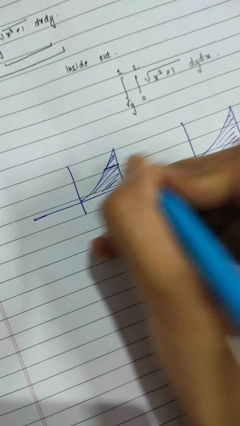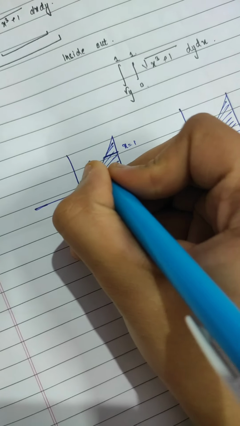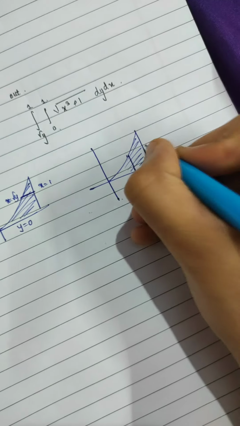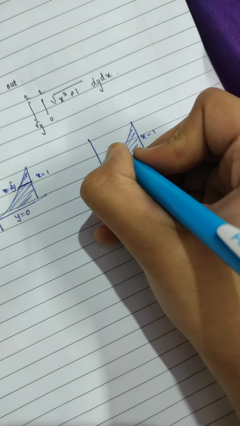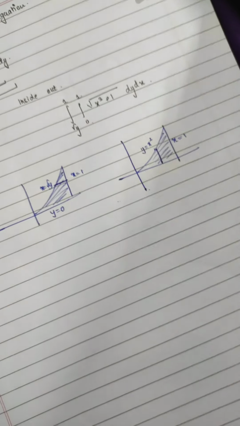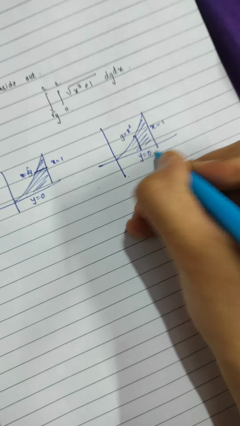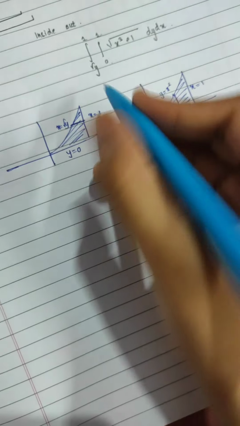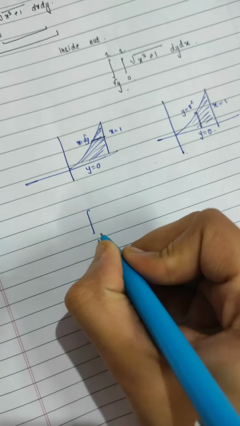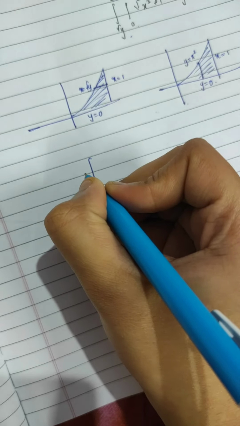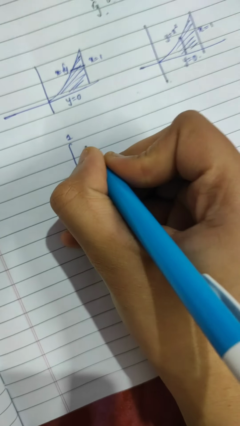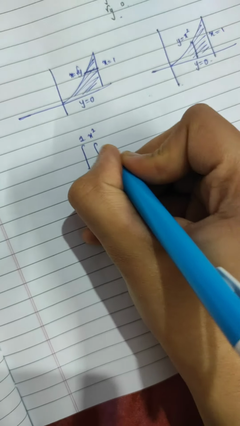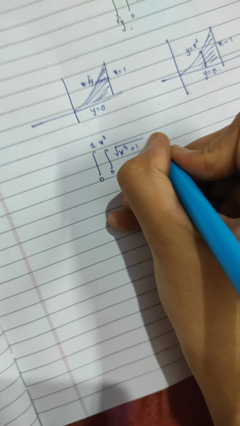So first let us look at this line. It's x equals 1 and x equals root y. And this is the line y equals 0, by the way, and for this it's y equals x square and y equals 0. Okay, so what we'll get from this step, just pay attention and you will understand it. 0 to 1, 0 to x square, root x cube plus 1 dy dx.